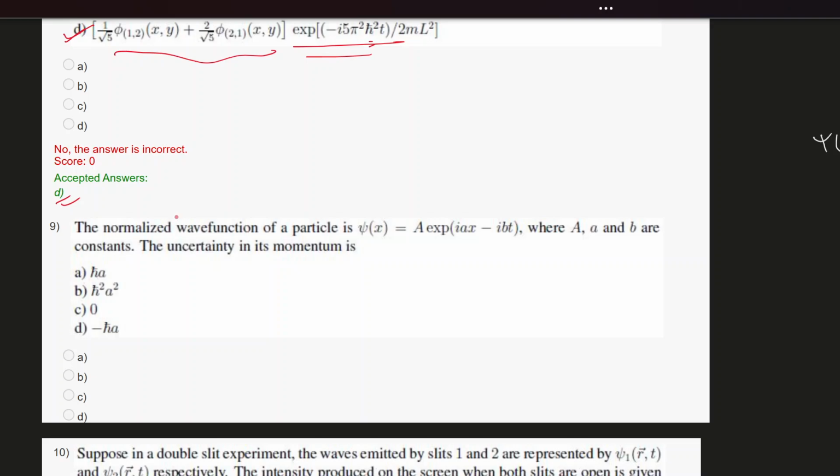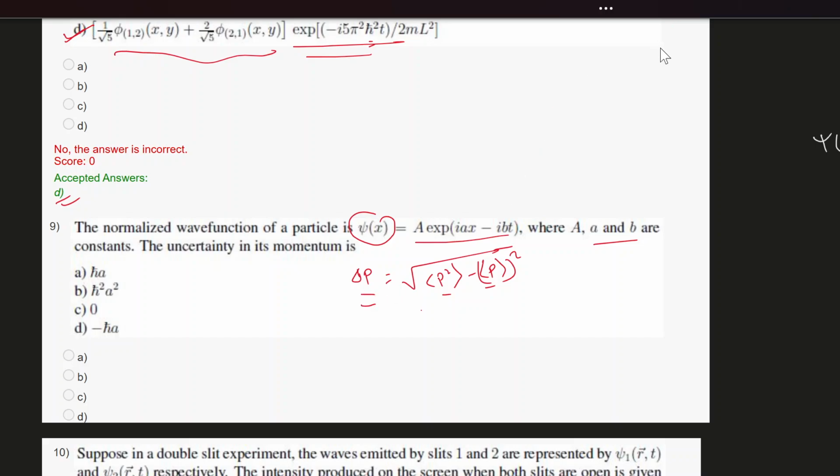Okay, so now question number 9. The normalized wave function of a particle is psi x equal to this thing, where capital A and B are constants. Then the uncertainty in its momentum is how much? So momentum uncertainty is delta P, which is nothing but the square root of P squared average minus P average whole squared. So you have to get these values from the momentum operator operating on psi. You will get these values, and then by calculating you can get this delta P.